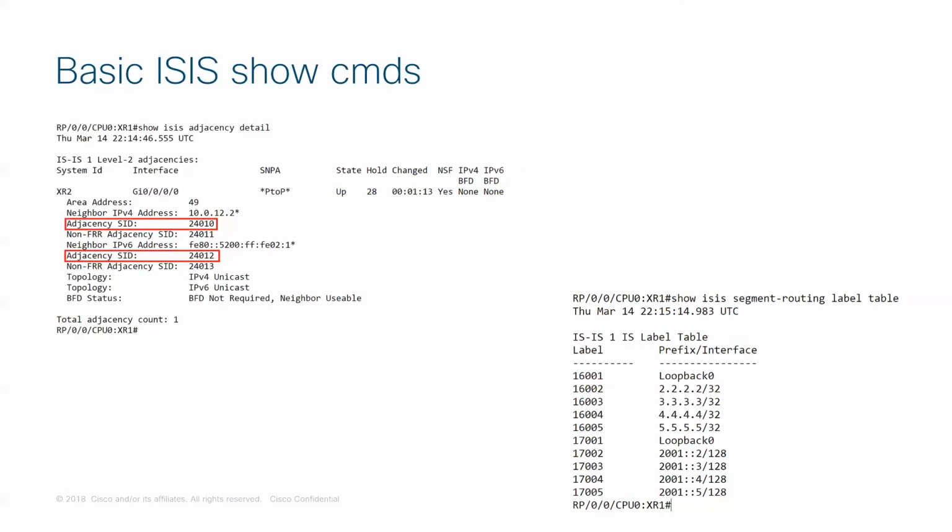So in this case, V4 adjacency is separate because there are two different topologies for me. ISIS in XR by default is multi-topology. Since IPv4 is a separate topology and IPv6 is a separate topology, it will generate per topology.